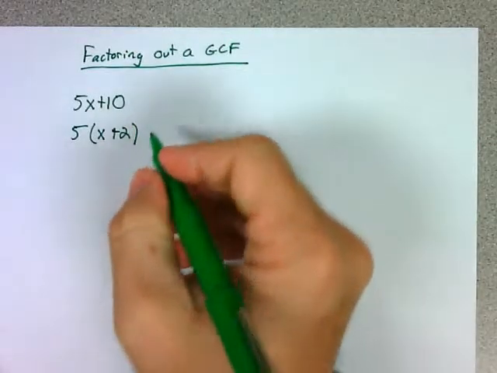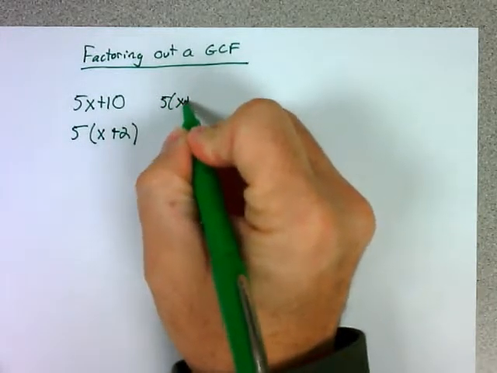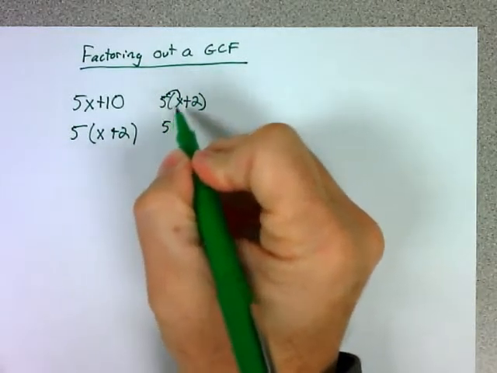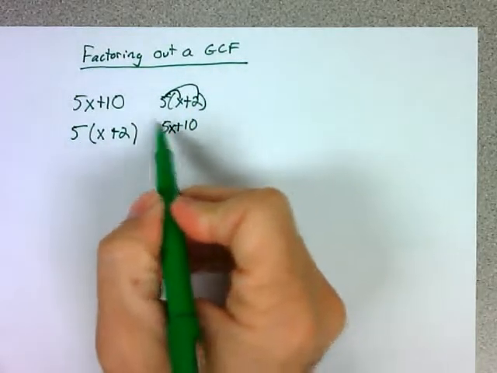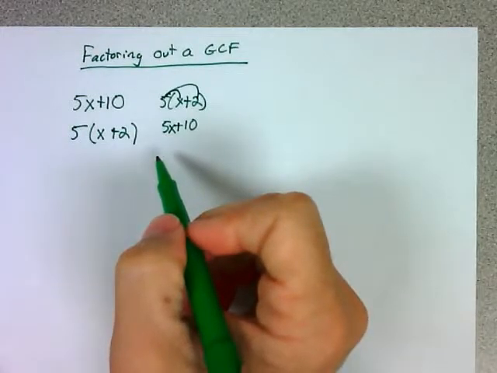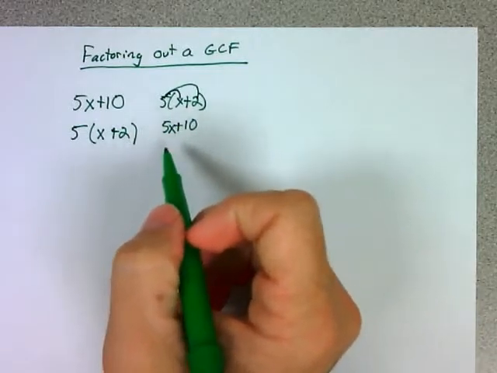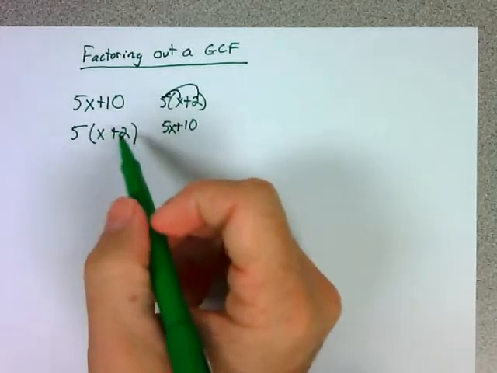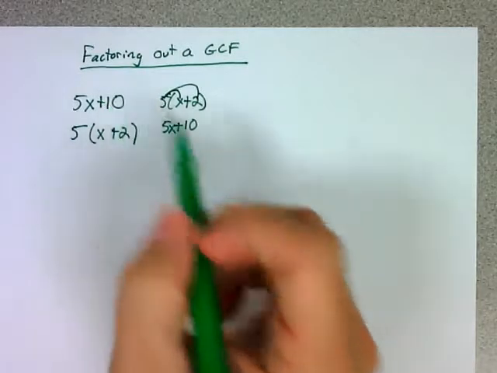You can see the way this works. If we were to turn this into an actual distributing problem, we would multiply here and get 5x. We would then multiply here and get plus 10. And you can see how those two are the same. So multiplying and factoring are basically reverse operations of each other, so one is going to undo the other. The other nice thing is you can use multiplying to go back and check what you factored. If you multiply this out, 5 times the x and 5 times the 2, you should come back with the original problem.